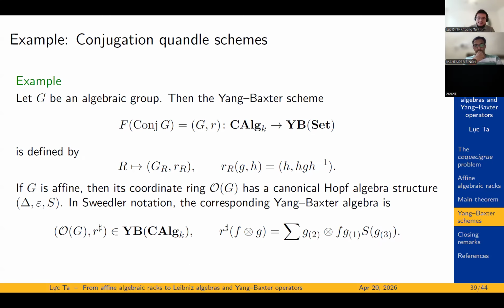So in particular, if G is affine, then you can translate this into also a Yang-Baxter operator in algebras. For an affine algebraic group, the coordinate ring has a Hopf algebra structure. And so using the Sweedler notation for Hopf algebras, you can work out that the corresponding Yang-Baxter operator on algebras is given by this formula.